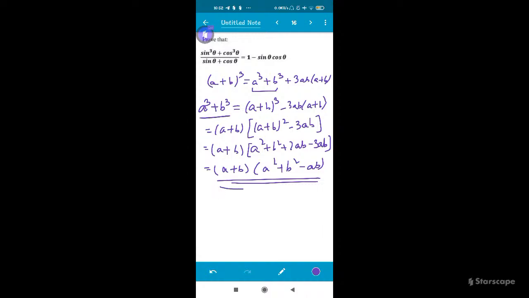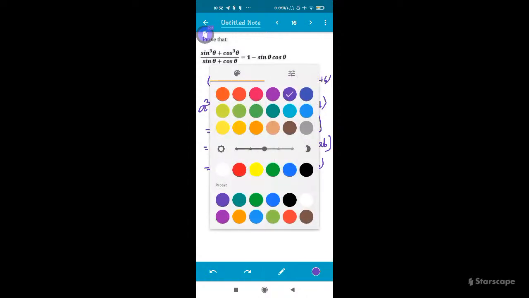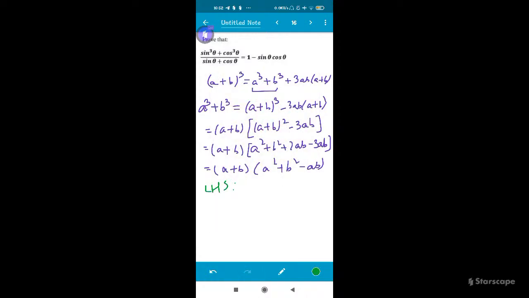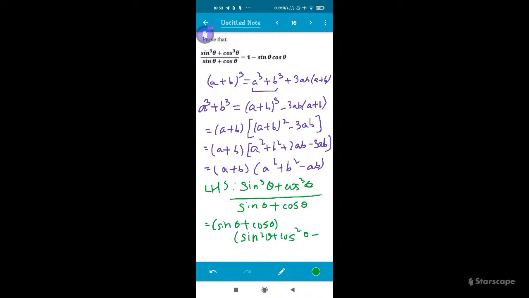So this is our expression. So in place of a³ + b³, I can write this. The same thing we are going to do in the numerator. We have sin³θ + cos³θ in the form of a³ + b³. We can write it in this form. So let's do it. I'm using a different color so that you can understand. So our LHS is (sin³θ + cos³θ) divided by (sinθ + cosθ). So in place of sin³θ + cos³θ, I can write (sinθ + cosθ) and then a² + b², so sin²θ + cos²θ minus ab, that means minus sinθ cosθ.